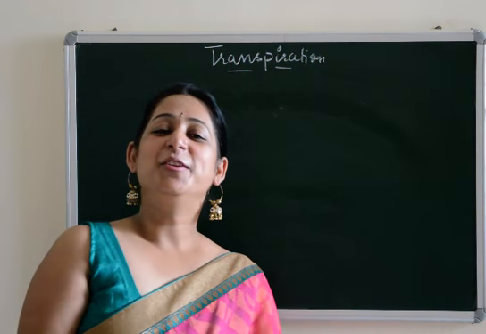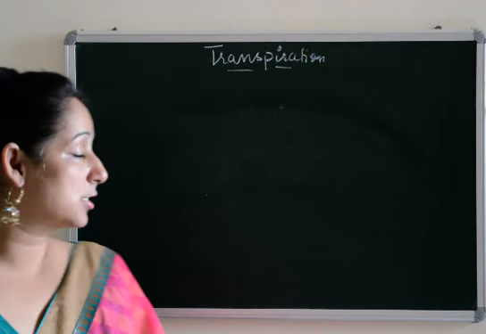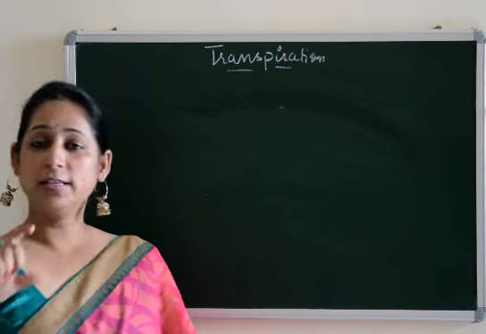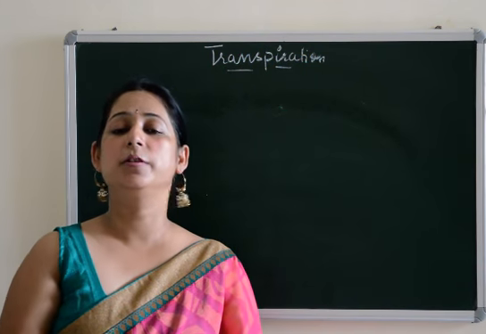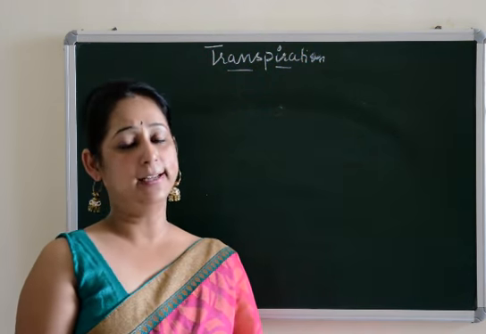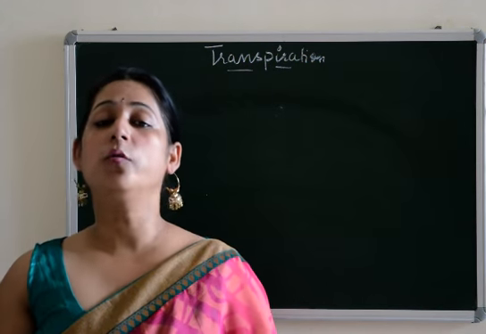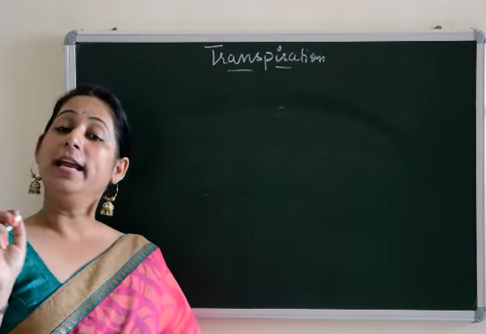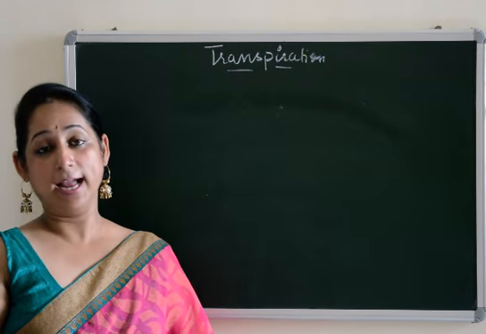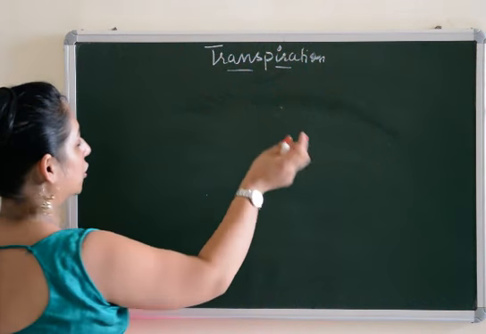Hello everyone. Today in this video I'll be taking up the topic from plant physiology, that is transpiration. A bit of this topic was explained in the previous video also, but in this video I'll be taking up this topic in detail. First of all, what is transpiration? The process of loss of water in the form of water vapors from the aerial parts of the plant is known as transpiration. When we define it, there are certain terms which come.